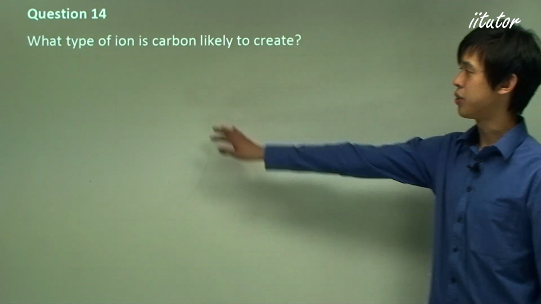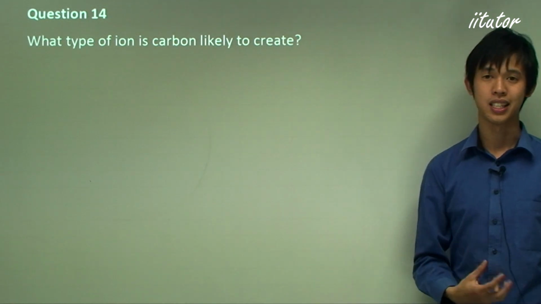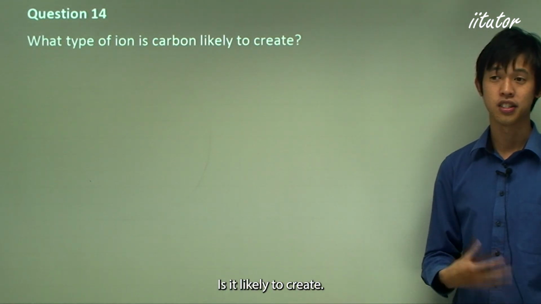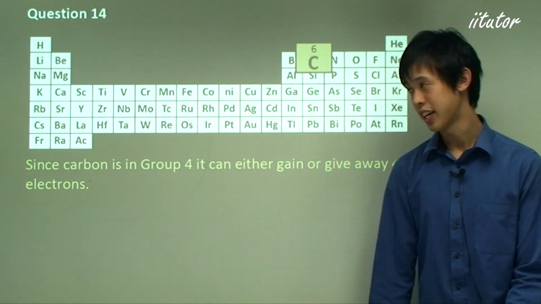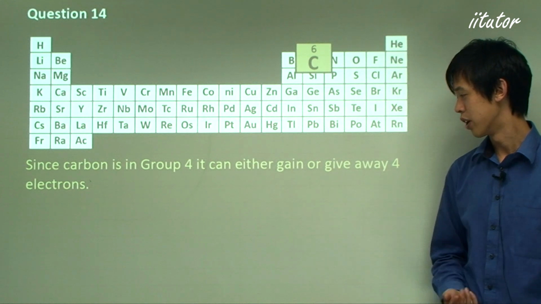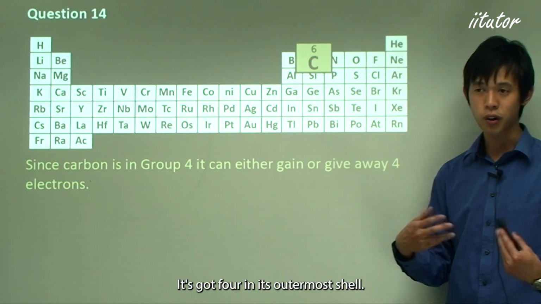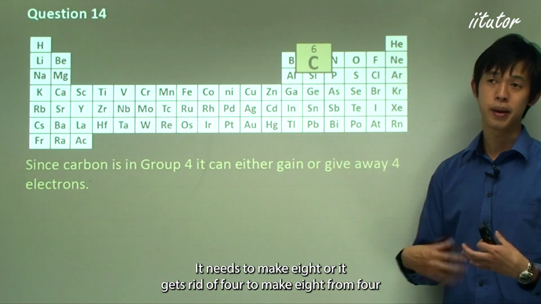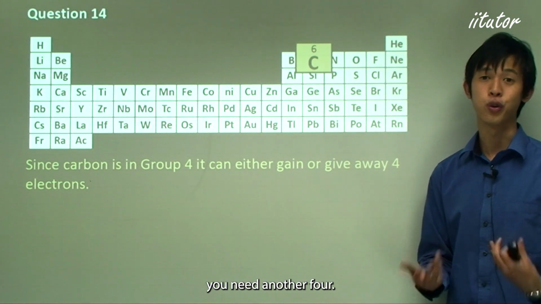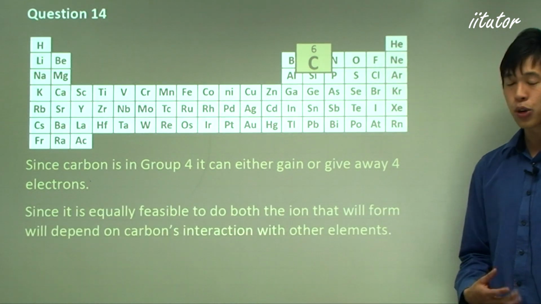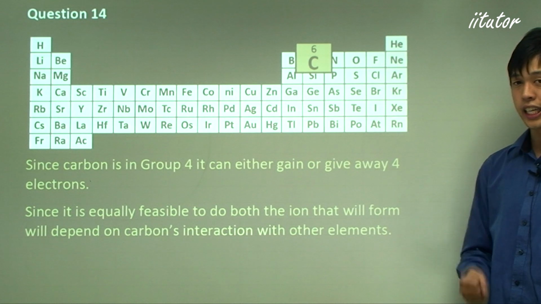So here's the last question. What type of ion is carbon likely to create? Check your periodic table once again and you'll see that carbon is in group 4. So it can either gain or give away 4 electrons. It's got 4 in its outermost shell. It needs to make 8 or it gets rid of 4. To make 8 from 4, you need another 4. It can gain 4 electrons or give away 4 electrons. It's equally feasible to do both, gain or give away.